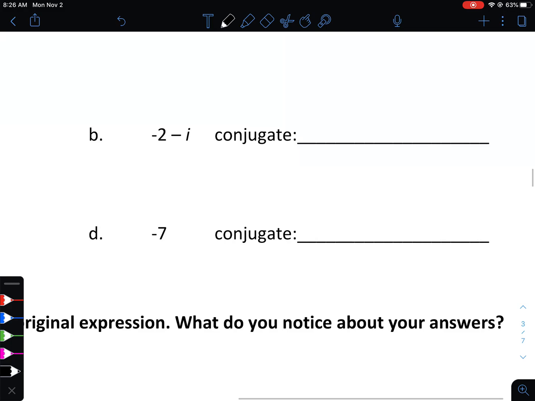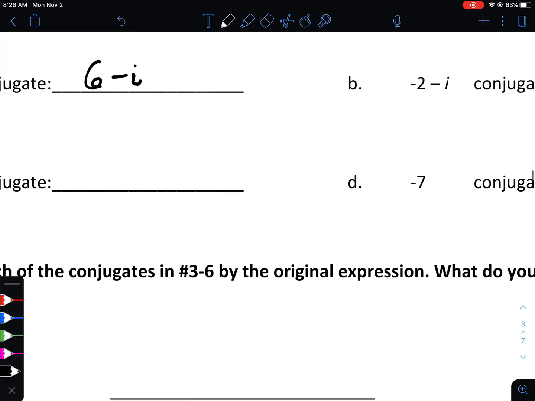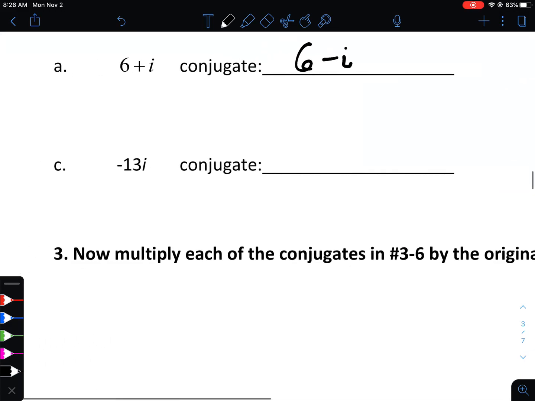All right, for example B, that's going to be important because notice that it's subtraction. So we're just going to change it to addition, negative 2 plus i. For this next one, it is a little bit tricky just because it does not have a real part to it. If you wanted to think about it as 0 minus 13i, that would probably be helpful in finding the conjugate. Because the conjugate, you would just change the sign to being 0 plus 13i. But in writing the conjugate, obviously you don't need to put the 0 there. You can just write that 13i is your conjugate.